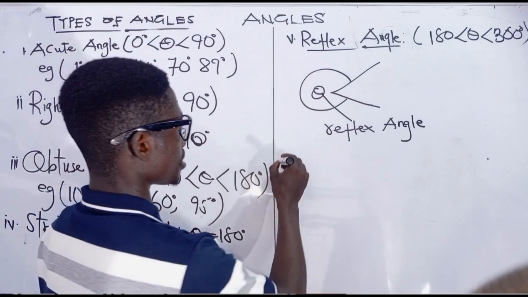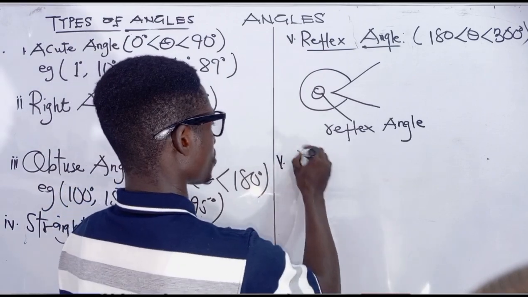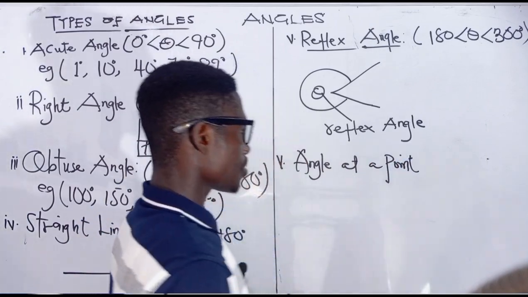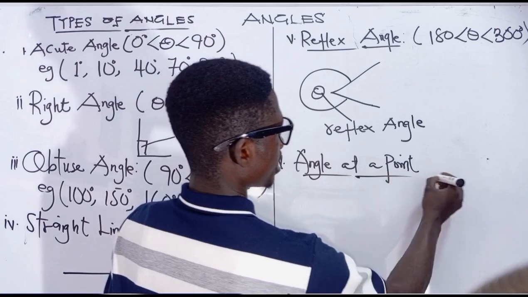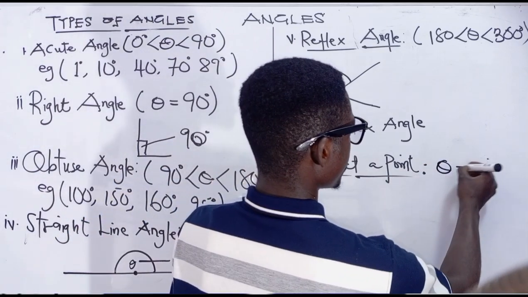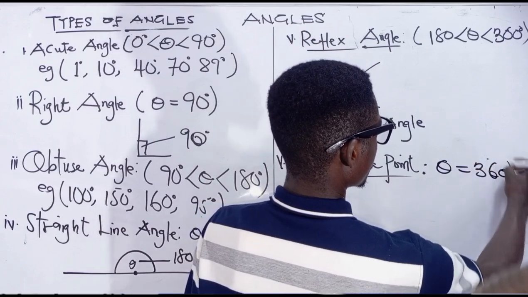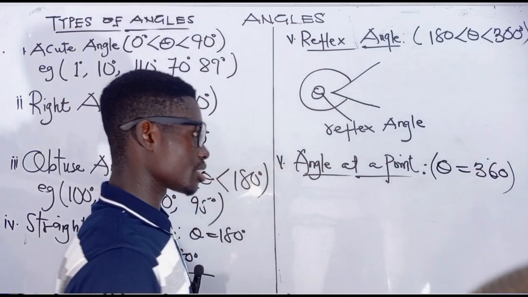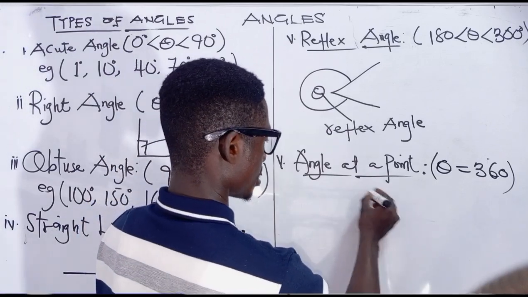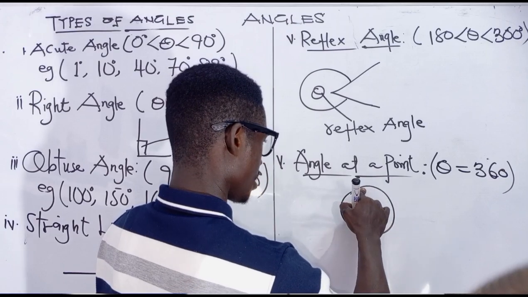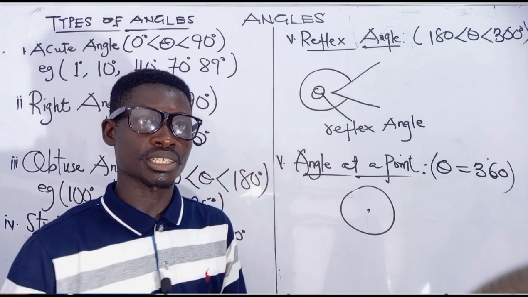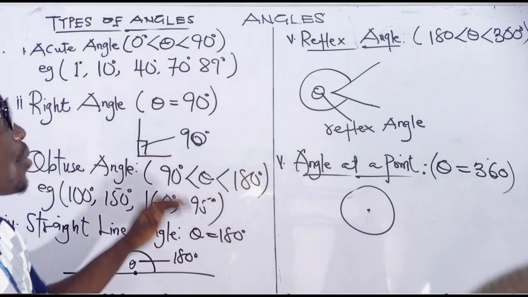So let's look at the last one, which is called angle at a point. Angle at a point is an angle whose measure is exactly 360 degrees. Angle at a point is also referred to as the sum of interior angles of a circle. So this is angle at a point, which is also known as the interior angle of a circle. These are the types of angles that we have.